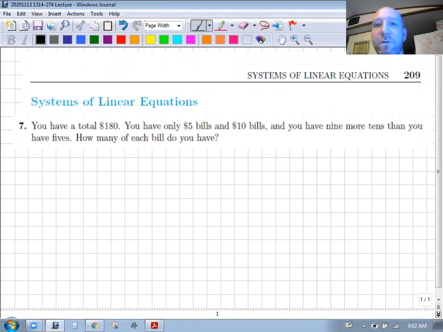Alright, so if we have a total of $180 and you only have $5 bills and $10 bills, and you have 9 more 10s than you have of 5s, how many of each bill do you have? Well, let F be the number of 5s, T be the number of 10s.